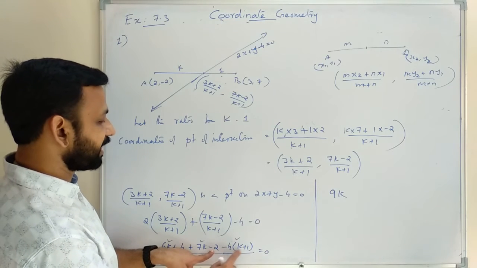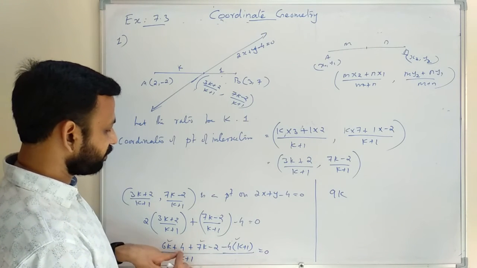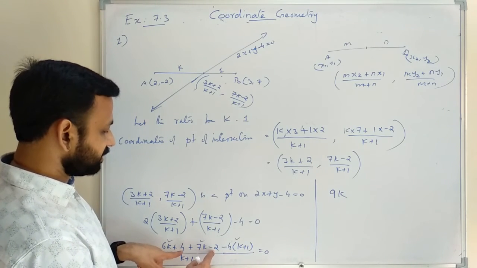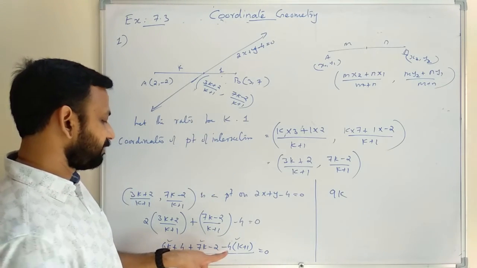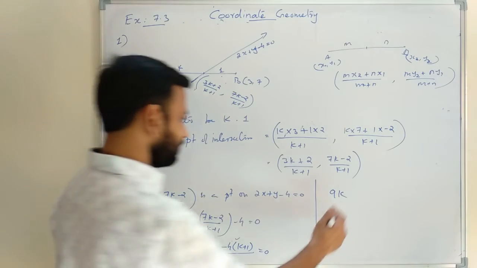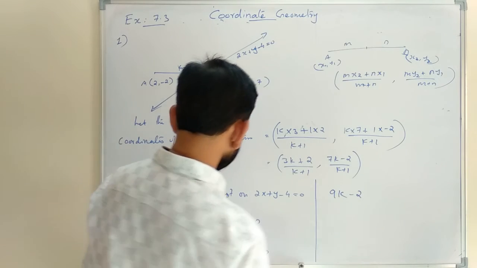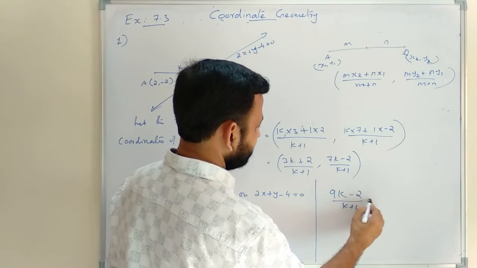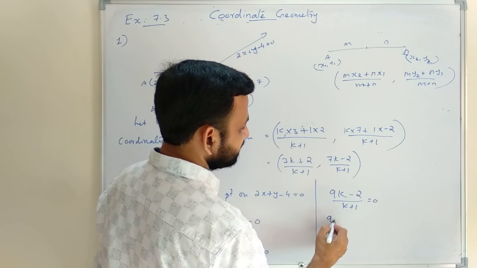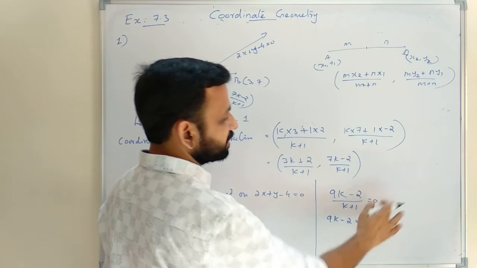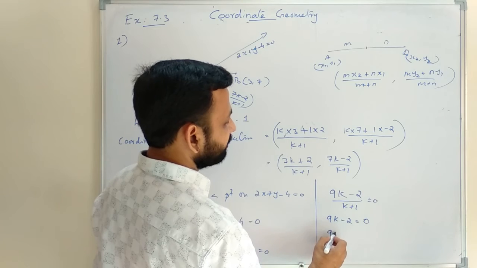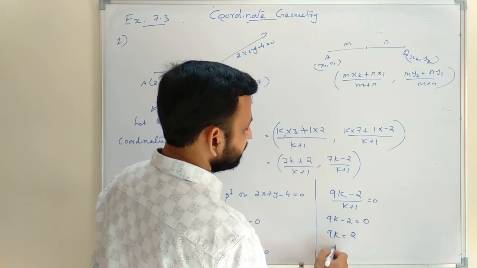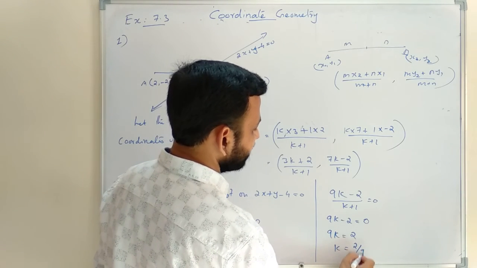Then when we open the bracket, minus 4. 4 minus 2, that is 2. 2 minus 4, that is minus 2. So we will get 9k minus 2 divided by k plus 1 equal to 0. Cross multiply, that is 9k minus 2 equal to k plus 1 into 0, that is 0. Therefore 9k is equal to 2. Therefore k is equal to 2 by 9.